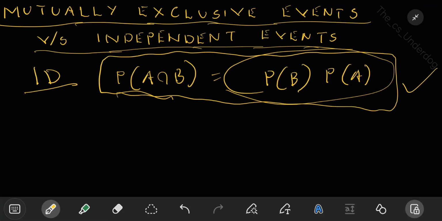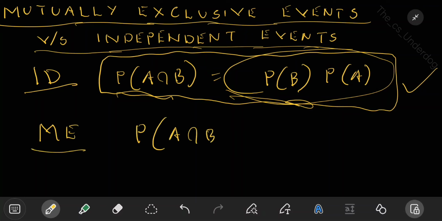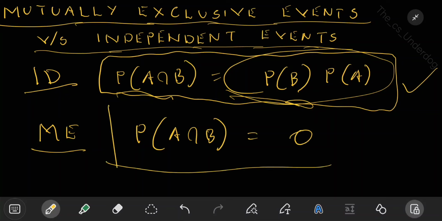So in case of independent, this is the condition, and in case of mutually exclusive, we saw the condition is P of A intersection B equal to 0. So these are kind of totally opposite concepts.